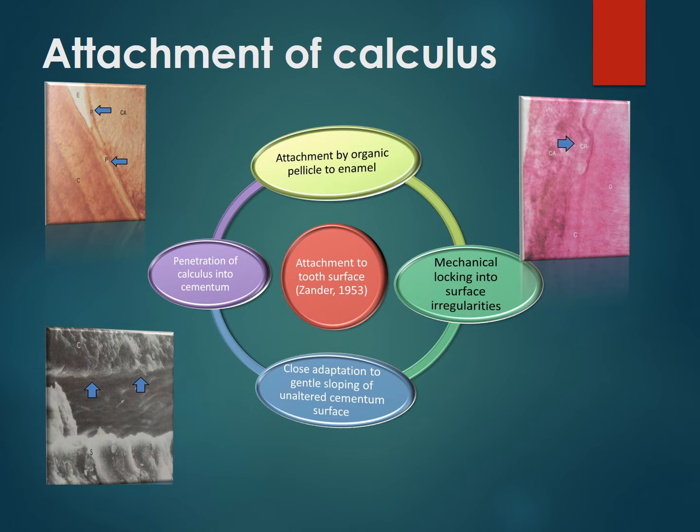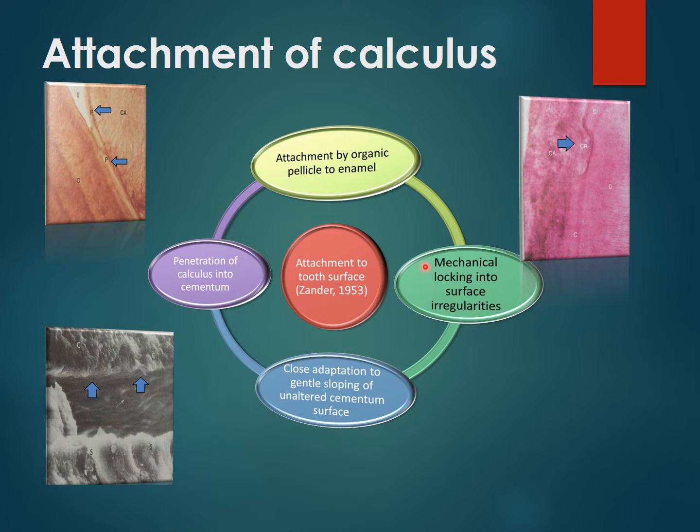Coming to the attachment of calculus, there are four modes of attachment. The first one is attachment by organic pellicle. So it can be attached to enamel or cementum by organic pellicle. Calculus will be attached to the pellicle on the enamel and cementum surface by this mode, and it can be attached to the cementum by mechanical locking into surface irregularities, close adaptation to gentle sloping of unaltered cementum surface, and penetration of calculus into the cementum.